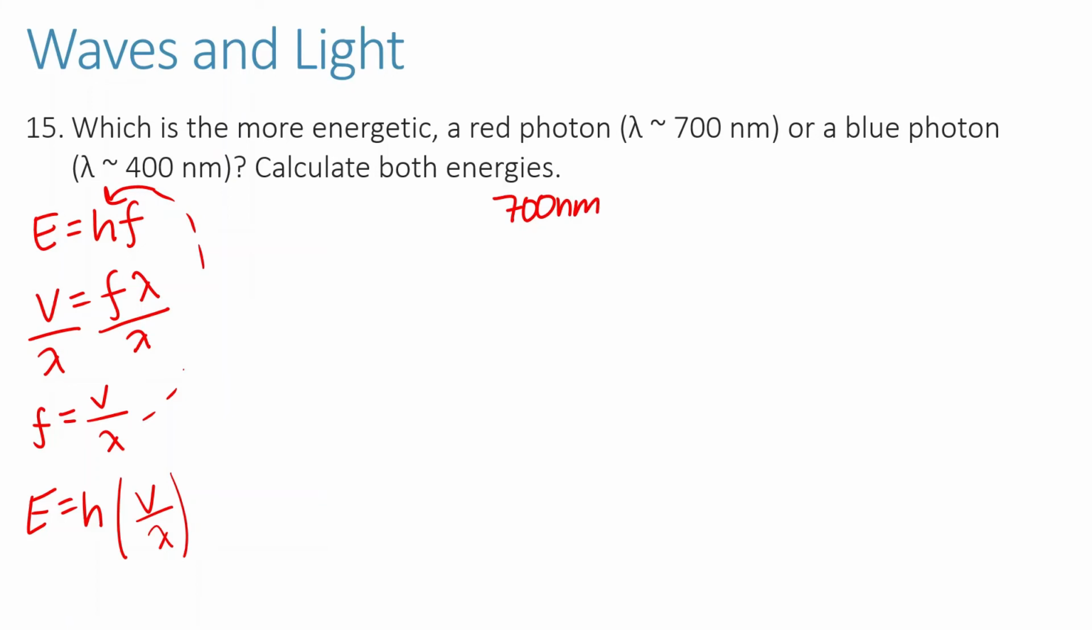So my units for the speed of light and my units with Planck's constant here, all of those matter, and we know that we want to change nanometer into meter. So 1 meter is 1 times 10 to the 9 nanometers. So this is going to give me 7 times 10 to the negative 7.